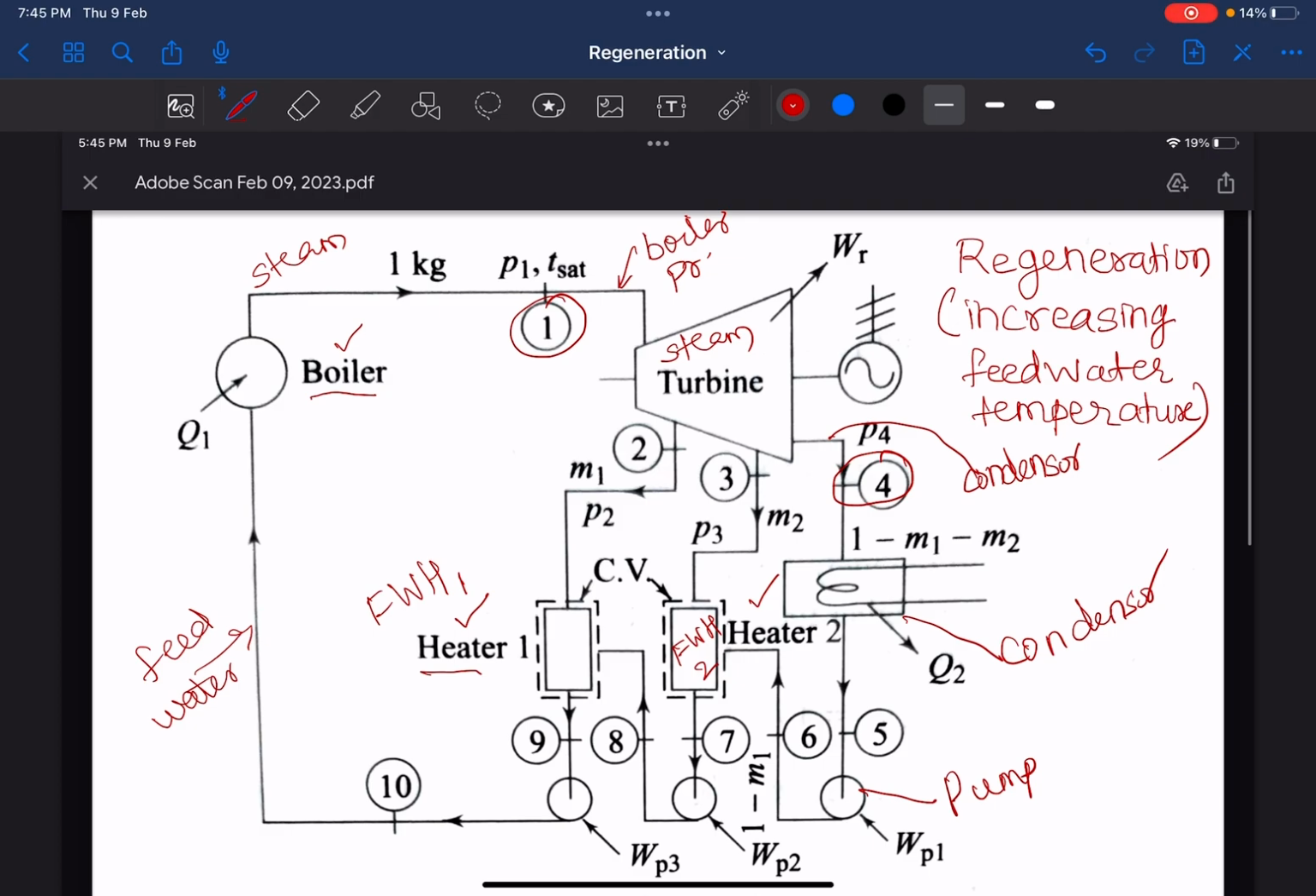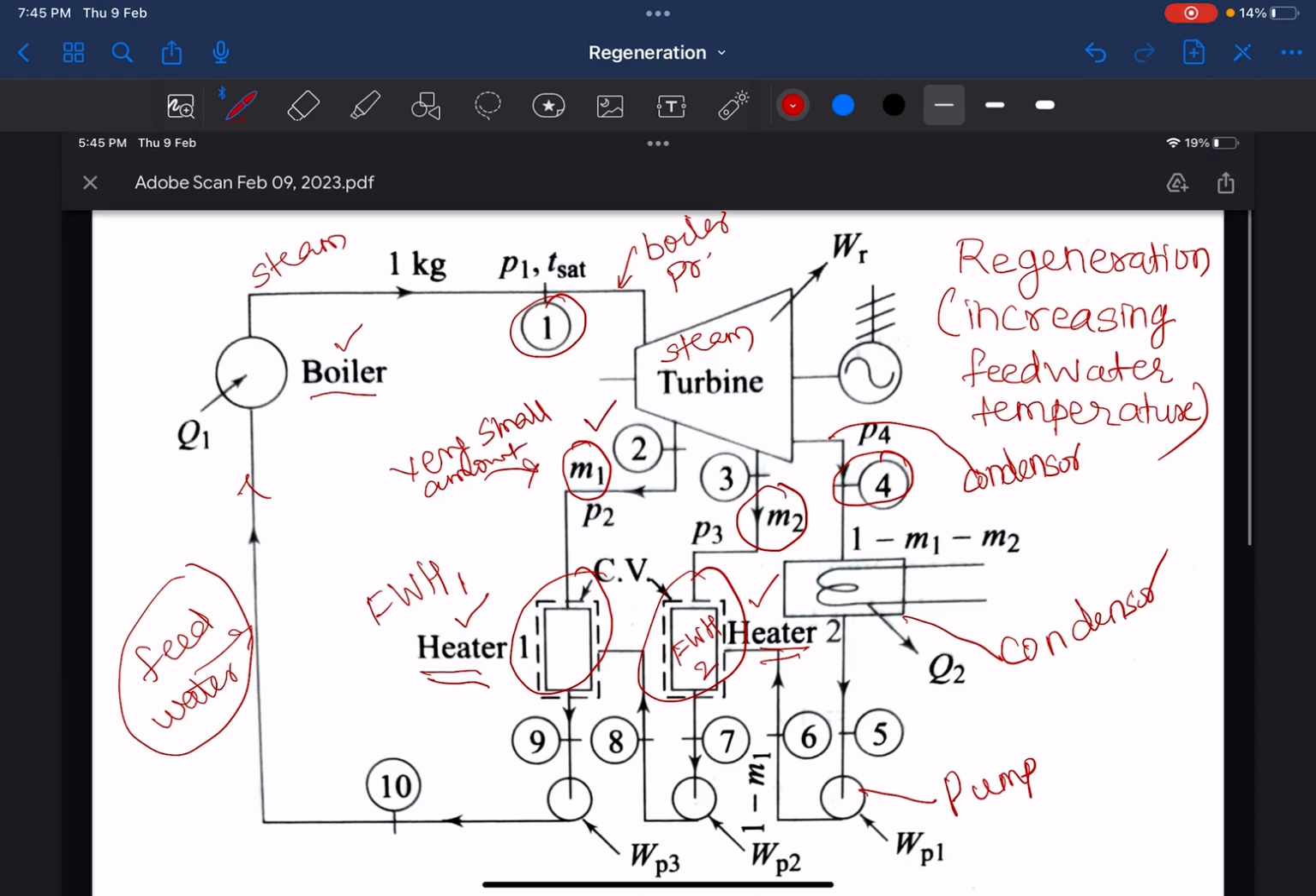So what is happening is you are heating this water which is entering the boiler. This water which is entering the boiler is being heated by using this heater 1 and heater 2. But how is this feed water heated? So this feed water is heated by taking small amount of steam from the steam turbine itself. Okay. So what you find is that a very small amount of steam is bled from the steam turbine, which is M1 at a pressure P2, and also another small amount of steam is bled from this turbine at a pressure P3. This is M2.